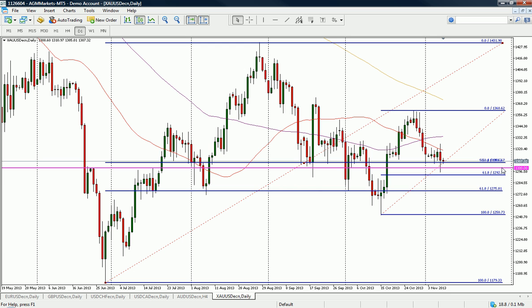So it's all about the NFP number today. I think it's expected around 120,000. If we get a big number, then these levels could get broken, but if we get a weak number, then we really could fly up and post nice bullish weekly candles here. So it should be an interesting end to the week.